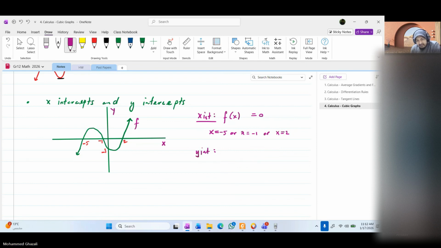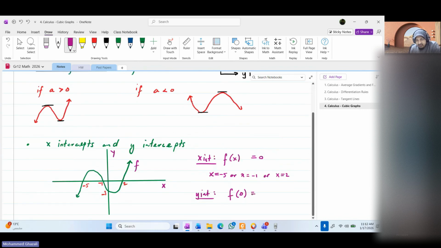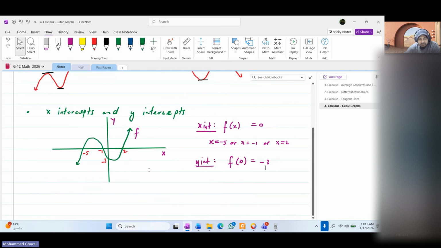Y-intercept is f of 0, right? So if you substitute 0 into the original function, which is a cubic function, ax cubed plus bx squared plus cx plus d, you get a constant value. So that is -3. So I hope you understand what f of 0 means. f of 0 means y-intercept, and f of x equal to 0 means the x-intercepts. That's how you find intercepts, okay? So in this case, it was -3. So 0 and -3 is the coordinate of my y-intercept.